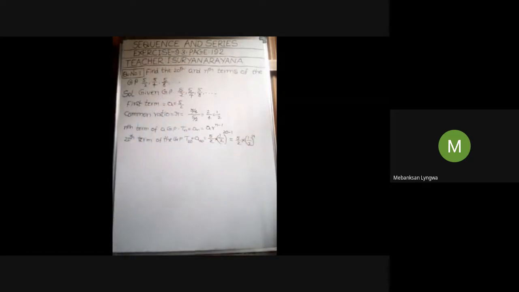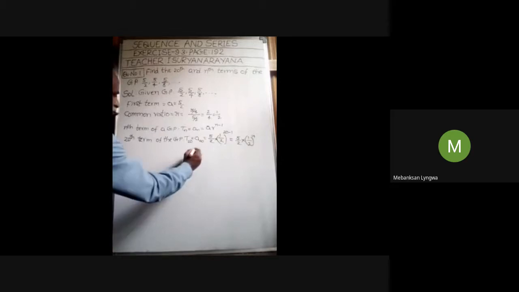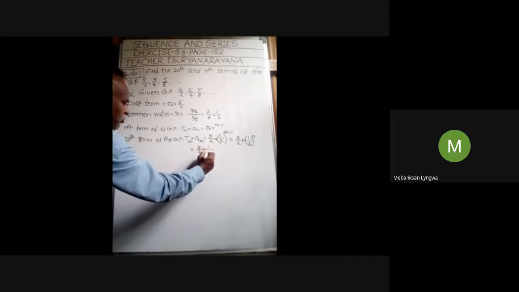Yes or no, my children? Understood that step? Right. That is equal to 5 by 2 into 1 by 2 to the power of 19. Okay, my children? Understood this step? Right. By simplifying these two numbers, what will you get? 5 by 2 to the power of 20. This is the 20th term. Understood the step, my children?